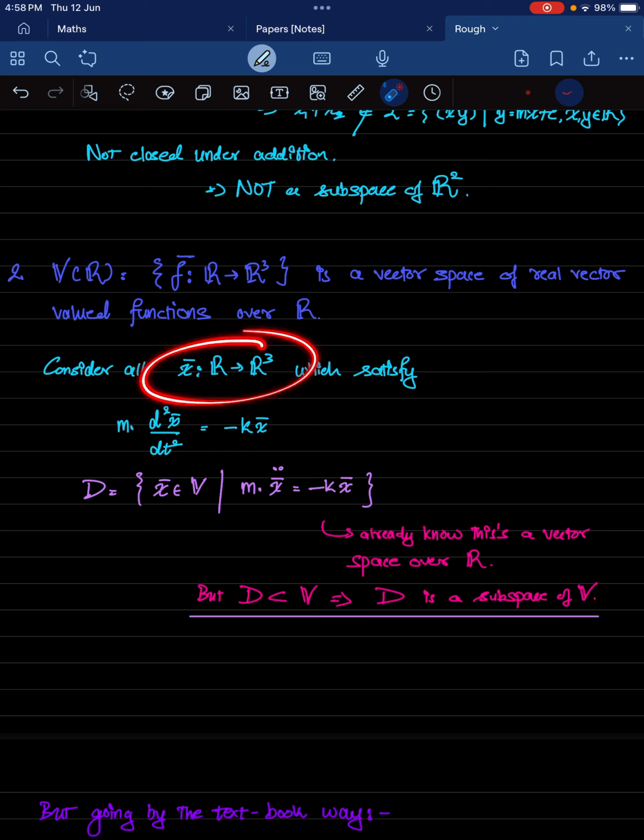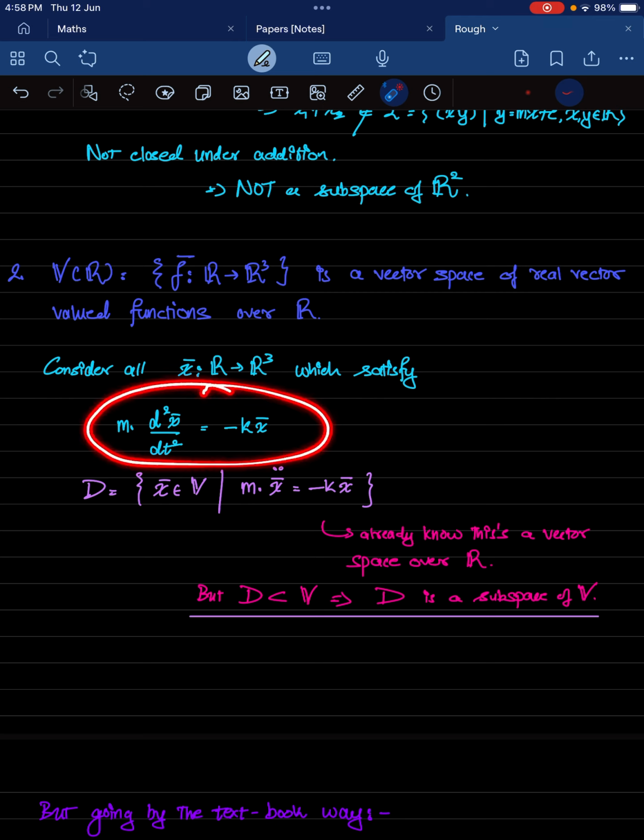And now consider any x vector which satisfies this differential equation, that is m times d square x over dt squared equals minus kx, and I'll consider all the solutions of this differential equation as D. So obviously D is a subset of our vector space V. We have already also established from the previous video that this D also forms a vector space over R, and since D is a subset of V, it will form a subspace. D will be a subspace of V.